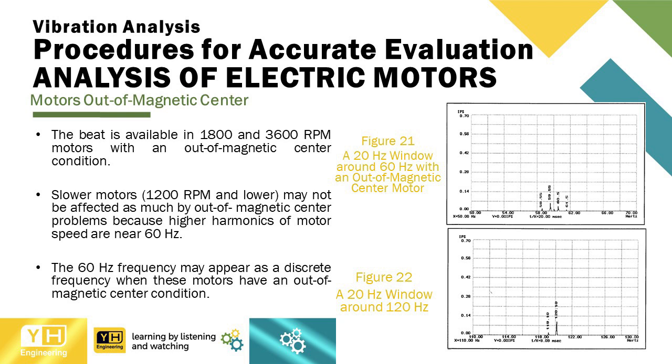The beat is available in 1800 and 3600 RPM motors with an out-of-magnetic center condition. Slower motors, 1200 RPM and lower, may not be affected as much by out-of-magnetic center problems because higher harmonics of motor speed are near 60 Hz. The 60 Hz frequency may appear as a discrete frequency when these motors have an out-of-magnetic center condition.